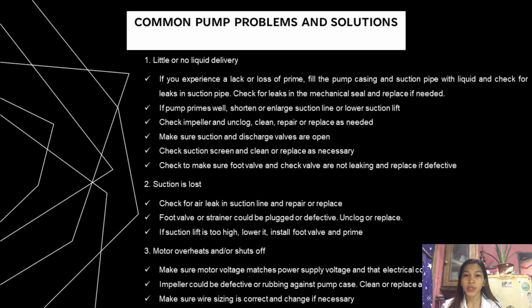If the pump primes well, shorten or enlarge the suction line or lower the suction lift. Check the impeller and unclog, clean, repair or replace as needed. Make sure suction and discharge valves are open. Check the suction screen and clean or replace as necessary. Check to make sure the foot valve and check valve are not leaking and replace if defective. Next problem is suction is lost.